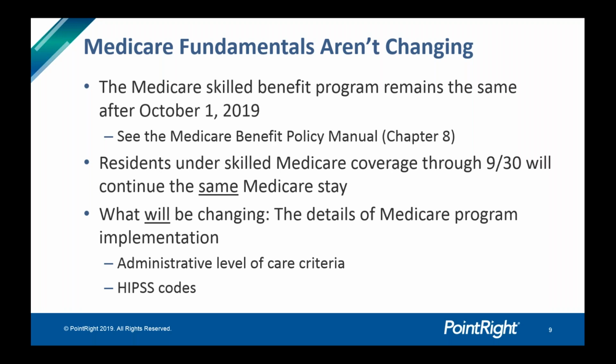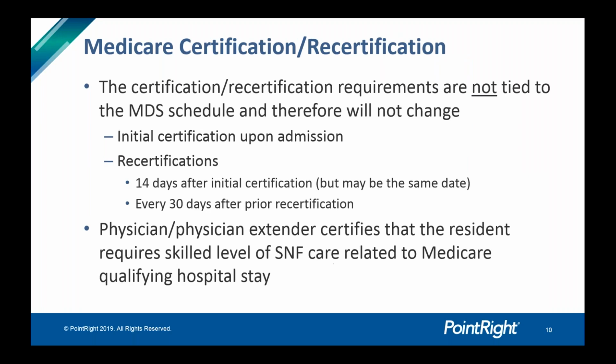So a couple of things that I wanted to point out that got clarified rather recently by CMS are the administrative level of care criteria for the assumption of care and the HIPS codes. So first, very briefly, before I go into what's changing, I also wanted to remind you, because I did notice some people have been asking questions about this: what about the certification and recert process? Well, actually that is not changing a single bit either.